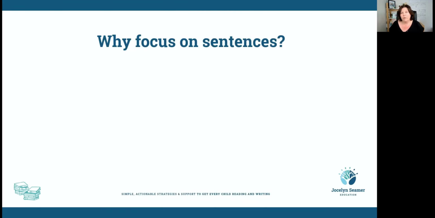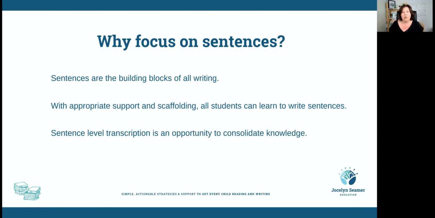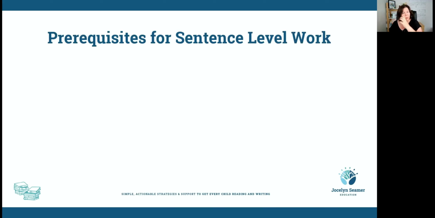Why we're going to bother to focus on sentences. As The Writing Revolution tells us, sentences are the building blocks of all writing, quite rightly so. With appropriate support and scaffolding, all students can learn to write sentences. Sentence level transcription is an opportunity to consolidate knowledge, and we'll have a look at that. But what are the prerequisites? When is it time to start the sentence level work?